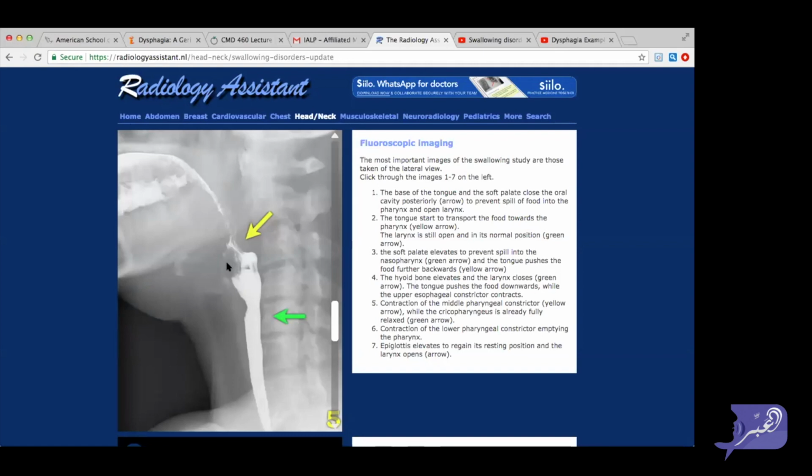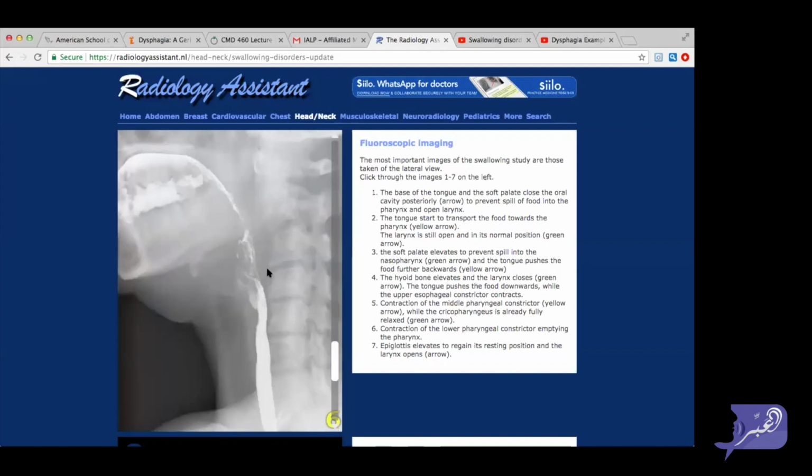And notice there's still closure. Otherwise, you would see this slipping in and going into the level of the vocal cords. So at this stage, the larynx is still closed. The cricopharyngeal muscle is open and relaxed to allow the bolus to go through. It'll probably start closing now. Now it has completely gone through to the esophagus. Airway is clear. No penetration, no aspiration.